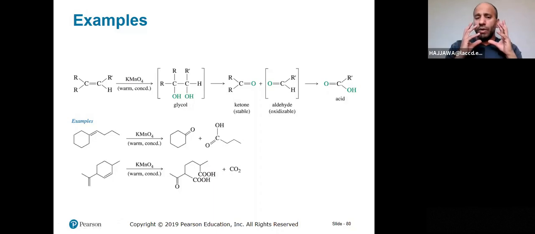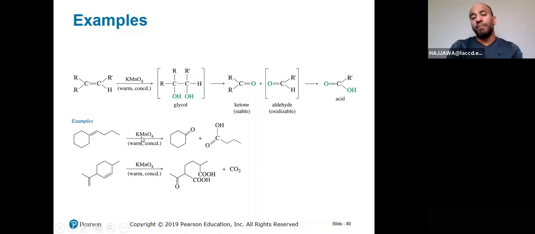So here's the difference between an alkene that has a hydrogen on one side and an alkene that doesn't. If you have an alkene reacting with concentrated, hot KMnO4, that means I'm going to be breaking that double bond into 2 C double bond O. The one on the left will become the cyclohexanone, which is the ketone, and the one on the right will give me the aldehyde first, which will be further oxidized to the carboxylic acid. So that's what's going to happen in the presence of concentrated KMnO4. That's very important to keep in mind.